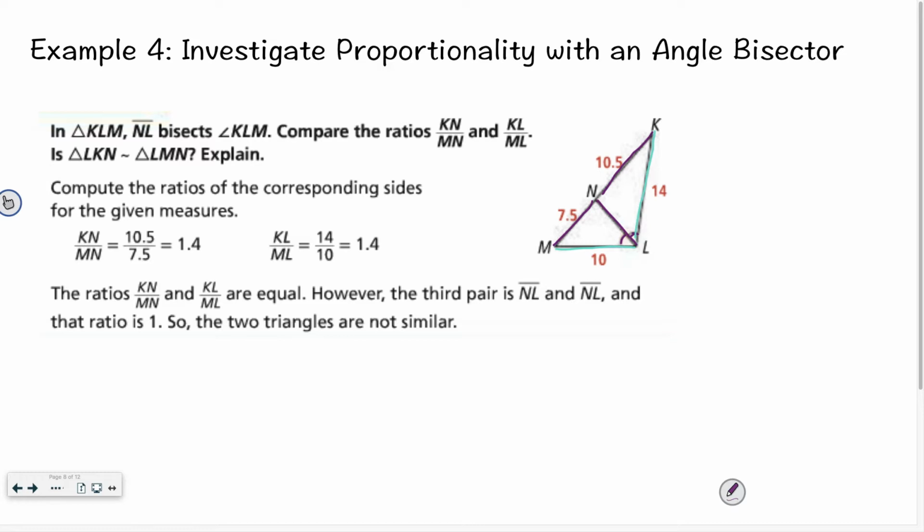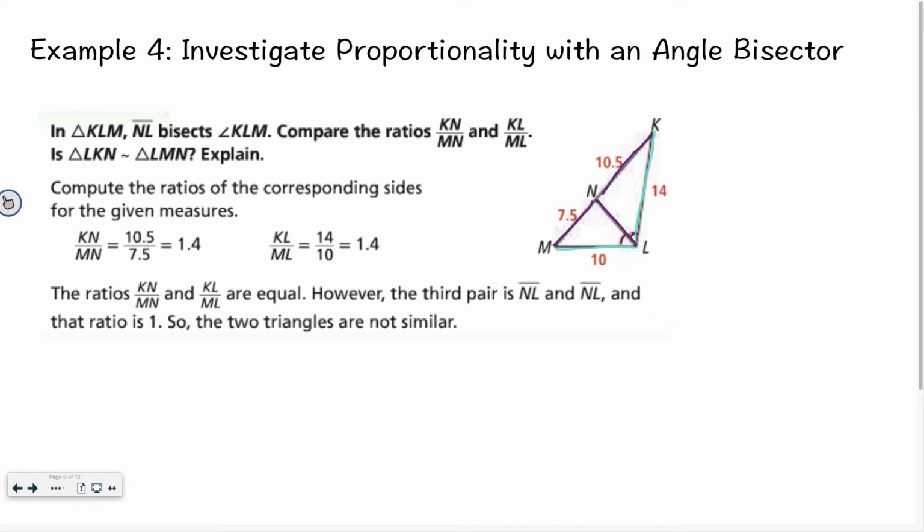If we start with the purple lines first, KN over MN would be 10.5 over 7.5, which if I divide that, I get 1.4. And then if I look at the blue sides and I said KL, which is 14, over ML, which is 10, 14 divided by 10 is 1.4. So these ratios are equal.